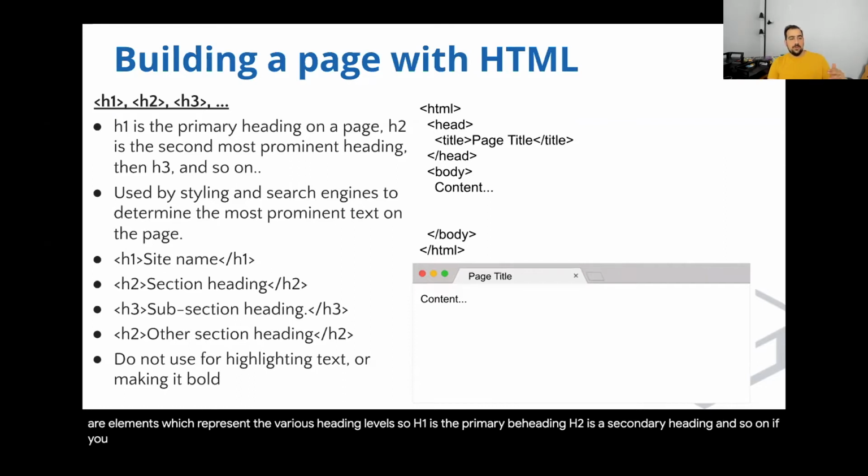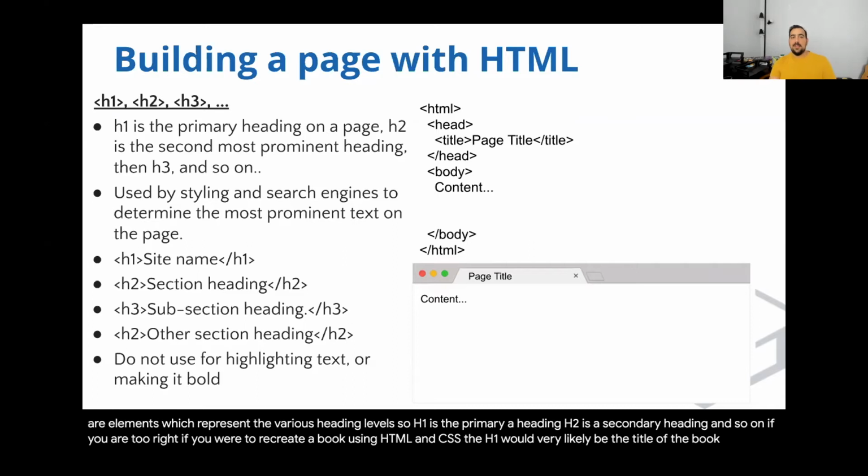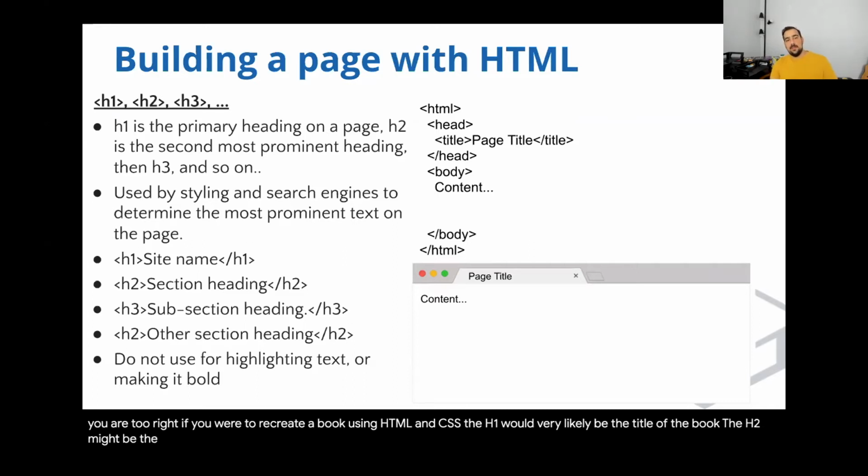If you were to recreate a book using HTML and CSS, the H1 would very likely be the title of the book. The H2 might be the name of the chapter. The H3 might be a subsection in the chapter.